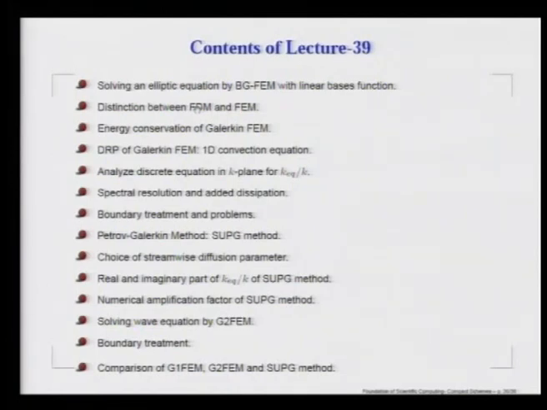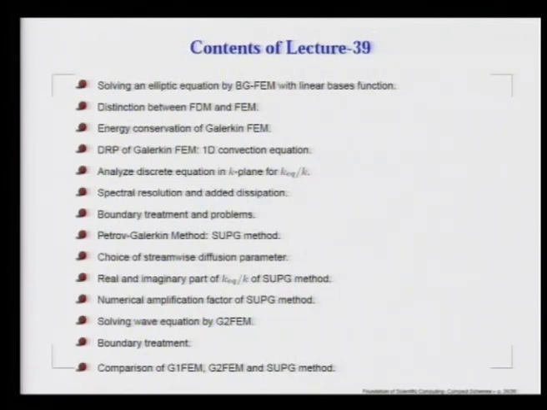We also notice that this Bubnov-Galerkin method has the energy conservation property, and as we mentioned, we can look at the 1D convection equation and work out the dispersion relation property of this. As usual, we can take the FEM method in the wave number plane and find out k equivalent by k for this, and find out what is the spectral resolution achieved by this finite element method, and what is the added dissipation. We note that for the internal elements, Bubnov-Galerkin method is non-dissipative.